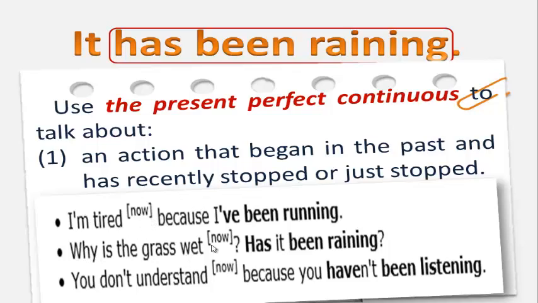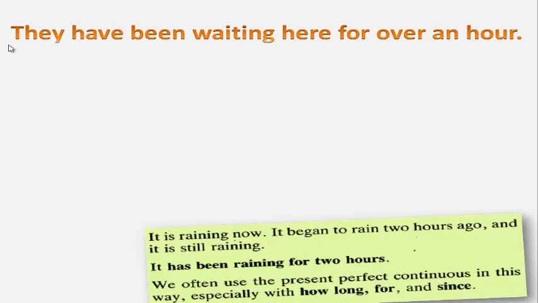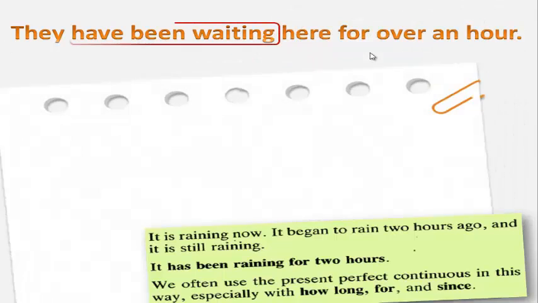Why is the grass wet now? Has it been raining? Okay. And the third sentence: you don't understand now because you haven't been listening. In this sentence, they have been waiting here for over an hour.